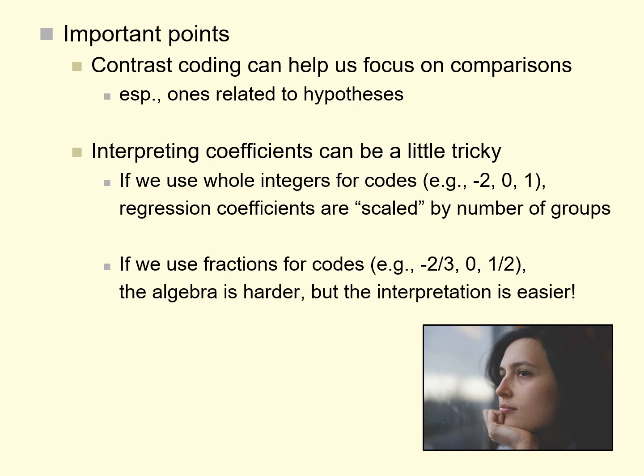You could just create a set of codes using integers, -2s, 0s, 1s, whatever, and then just divide by the appropriate number of groups, 2 or 3 or however many groups are in a particular contrast, and you get some fractions that would work out just fine.